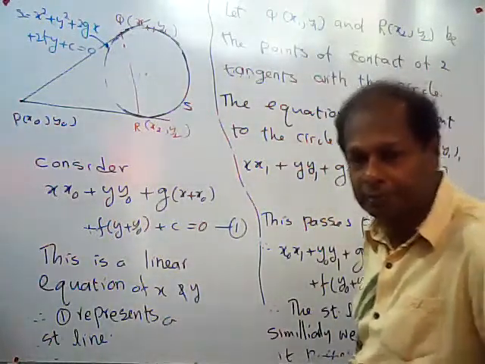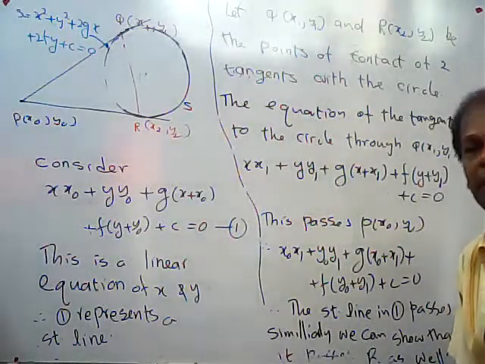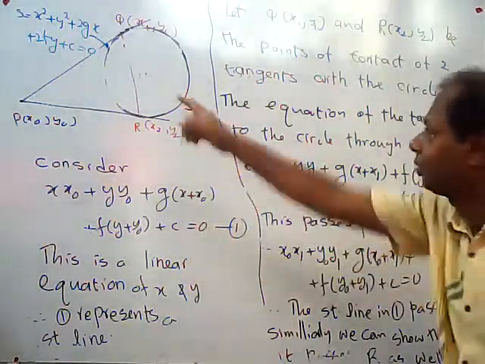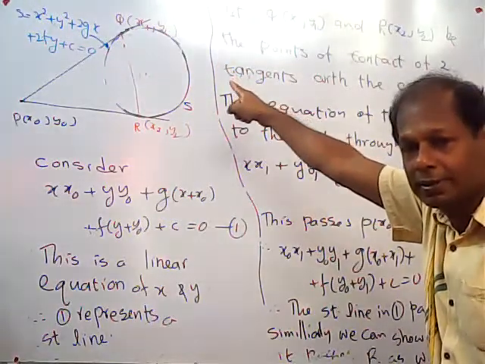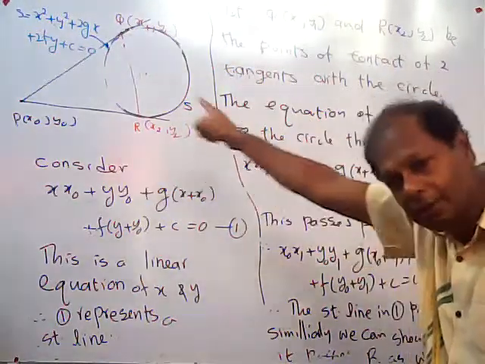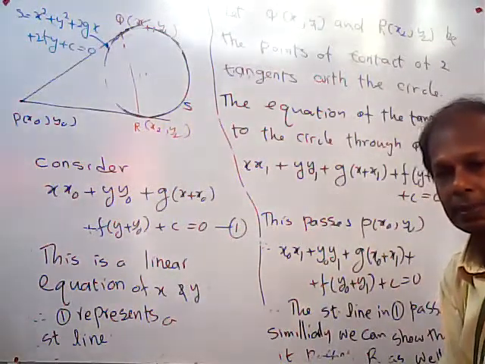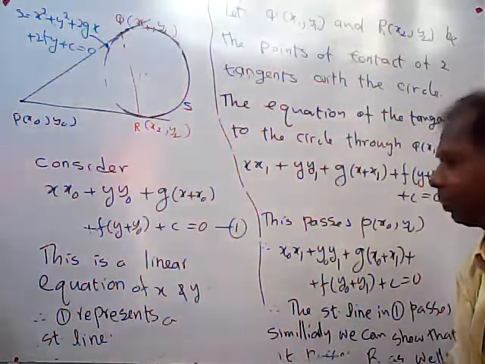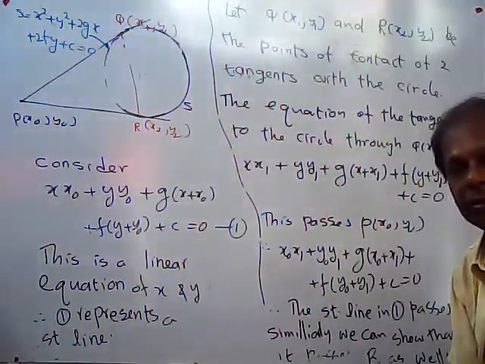Are you ready? It is not the same equation. If x0, y0 is on the circle, it's the tangent. If it is outside, it's the polar. Apparently the same equation, but two ideas.